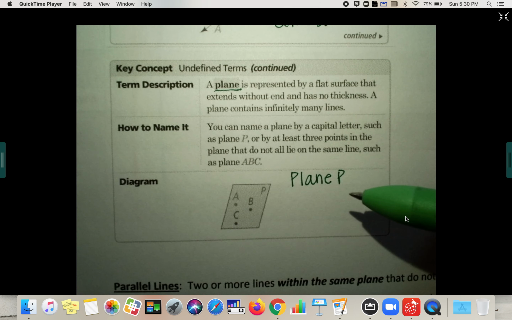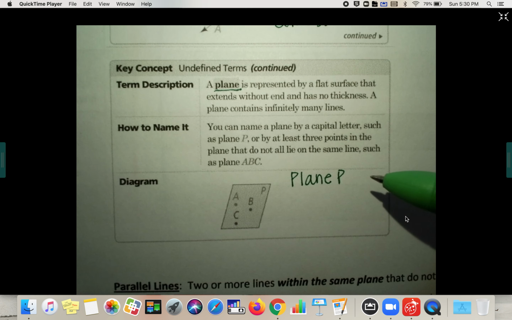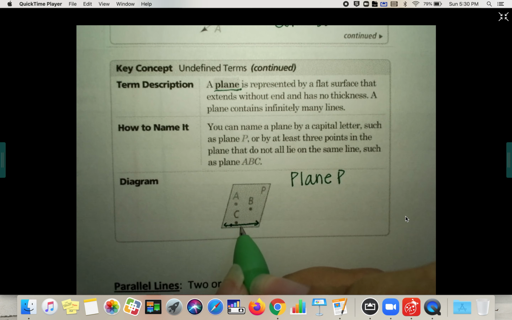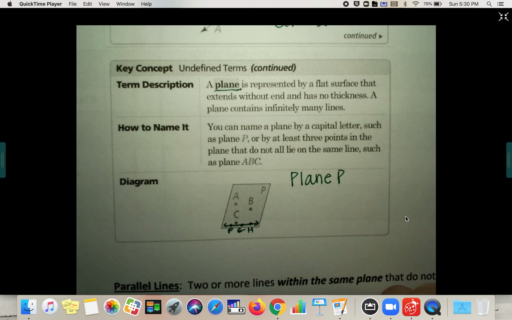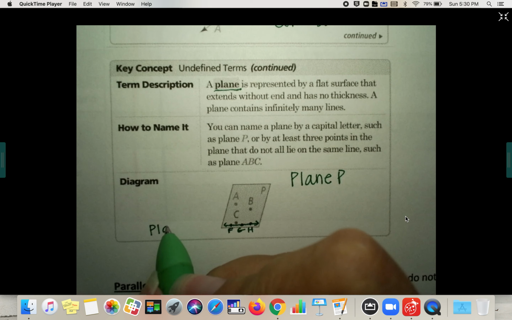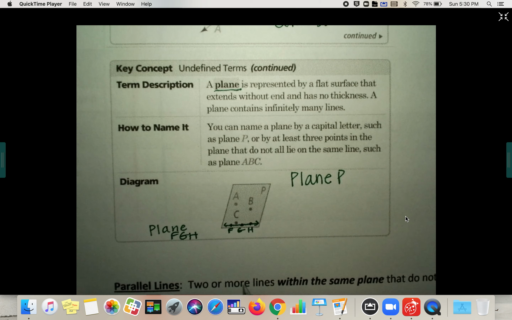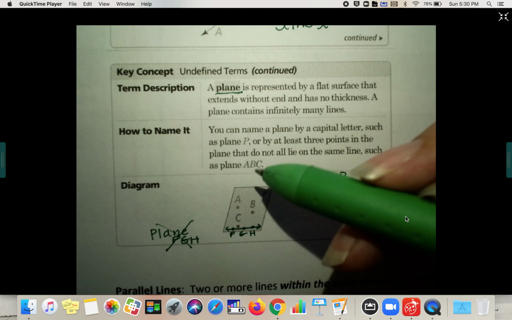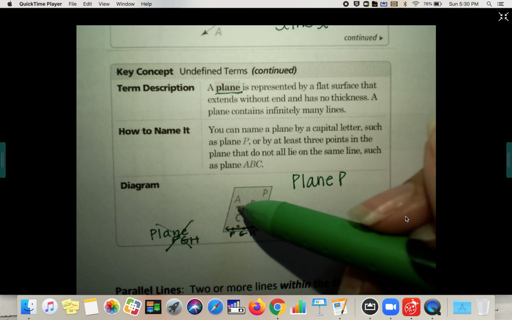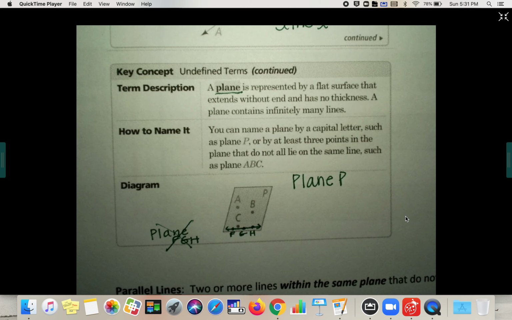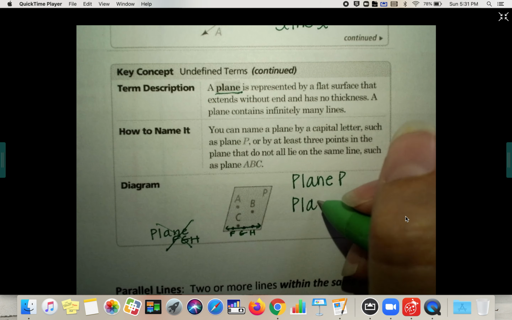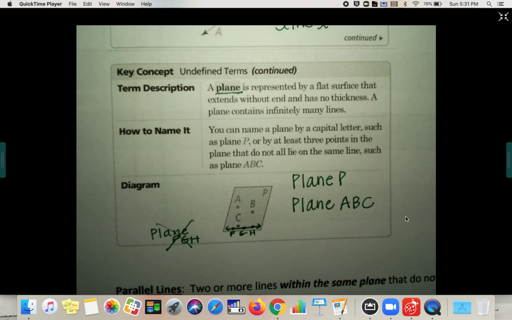Or you can also name it by at least 3 points on the plane that don't all lie on the same line. So if there was a line within this plane and it had 3 points on it, like F, G, H, you could not call it plane FGH. If you said plane FGH, this would be wrong because they would all be lying on the same line. In order to name a plane, either name it with the letter that's in the corner or name it with 3 points that are on it that are not all 3 in the same line. 2 could be in the same line, but the third one cannot. So it can be called plane ABC.